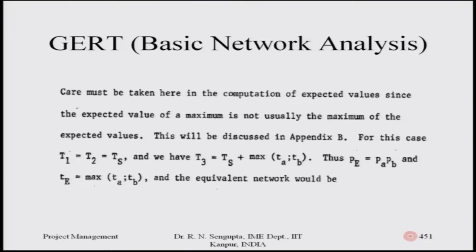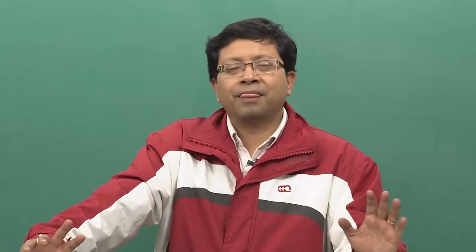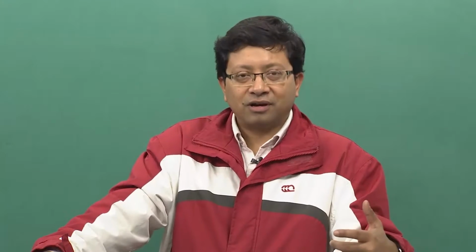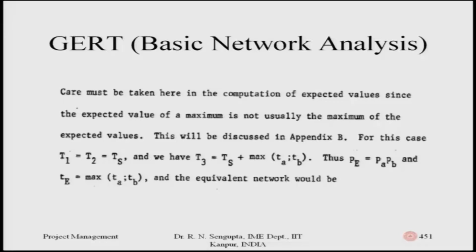This will be discussed later, but I do not think it is very necessary for this course, because it is not an exclusive, detailed discussion about GERT, but more of a cursory discussion of how you can build up the network using the GERT concept. For this case, T1 is equal to T2 is equal to Ts, a constant value, and T3 is equal to Ts plus the maximum of the two other values, which are Ta and Tb.